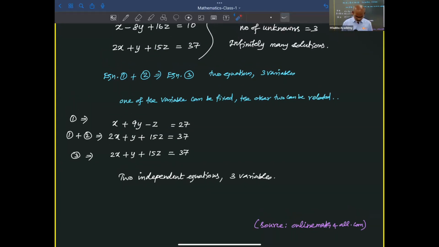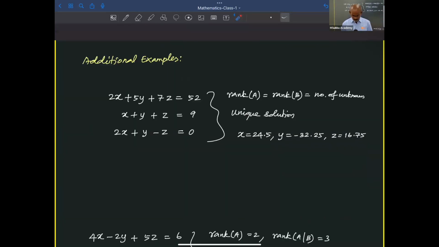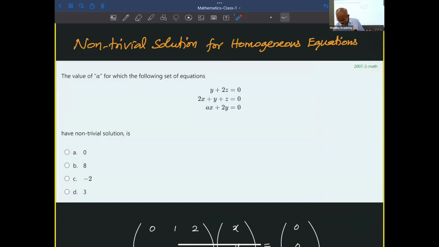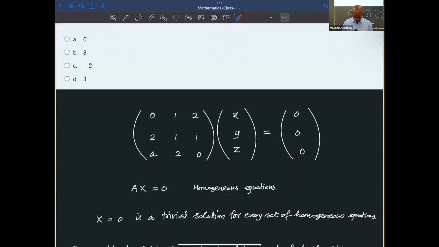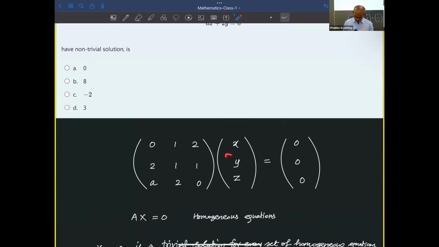So that means you can fix either one of the parameters, and the other variables can be related in terms of the fixed parameter. Okay. Now we'll see this homogeneous equation. Under what condition will we be getting a non-trivial solution? For which value of A will we be getting a non-trivial solution? So for that, first let us write this as such, AX equal to B.